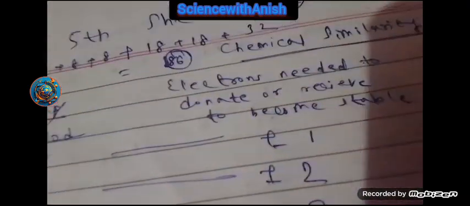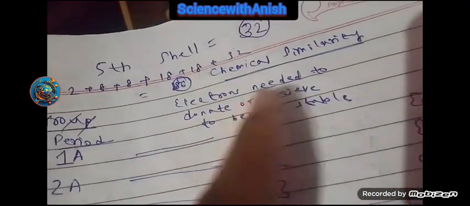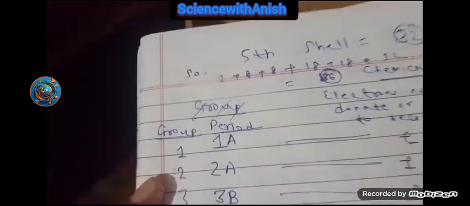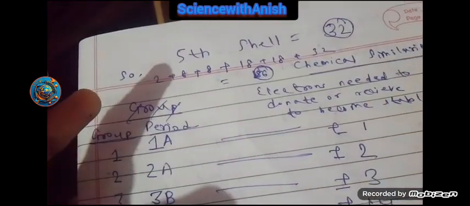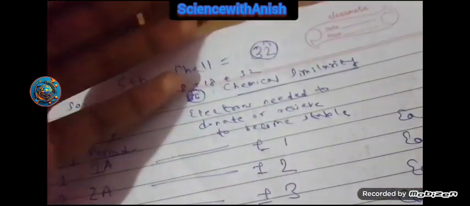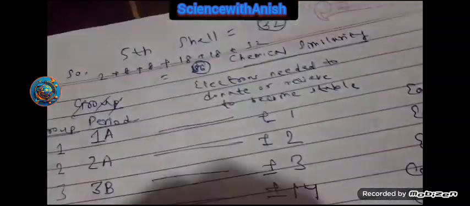In group 2, all the elements need to donate or receive 2 electrons to become chemically stable. For example, in group 2, beryllium has the atomic number 4. So it needs to donate 2 electrons to become chemically stable as a duplet. Succeeding beryllium is magnesium, which has the atomic number 12, which needs to donate 2 electrons to become a stable octet, that is attain 10 electrons.